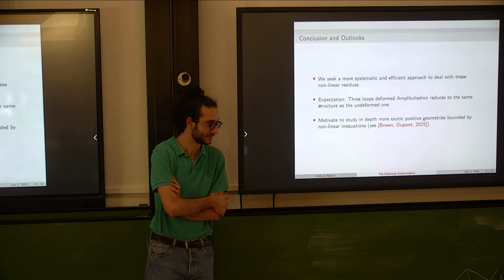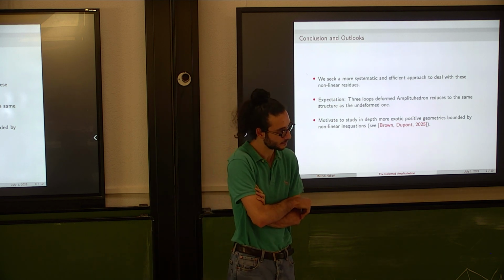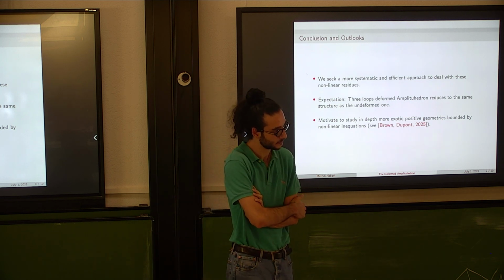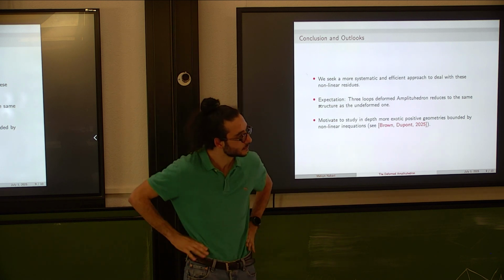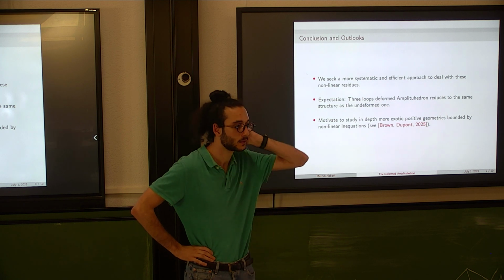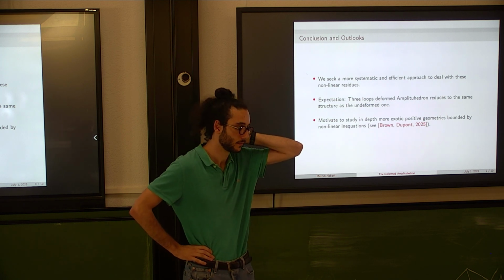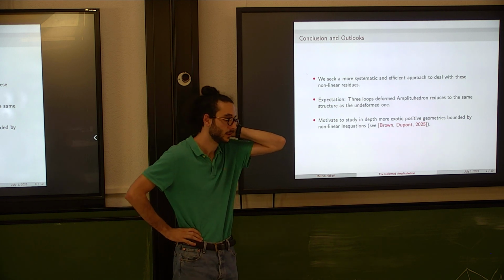Sorry, can I ask a question? Yeah, so at three loops, I think maybe Yara showed some things and you talked about three loops as well, but how explicit are the integrated answers in terms of polylogarithmic functions or so on that you can extract from the pieces that you can integrate?